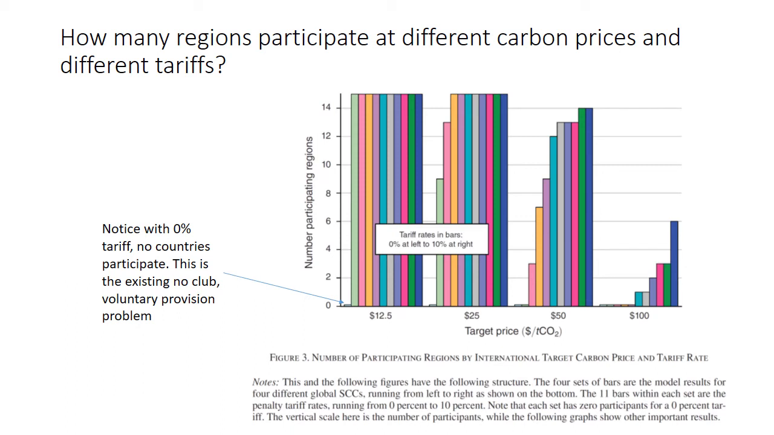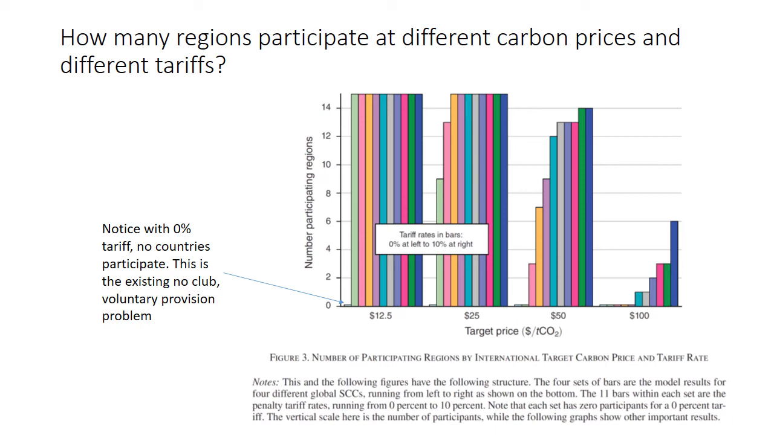And each of the colored lines is the tariff rates. So each of these blocks should have 10 lines, starting from 0% all the way up to 10%. So there should be 11 lines actually. And then on the y-axis, we have the number of participating regions. Now, how do we read this?